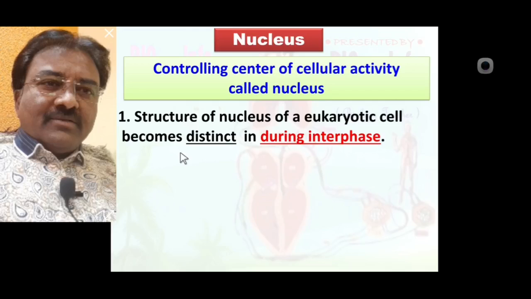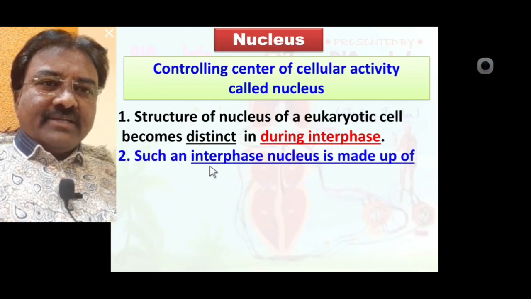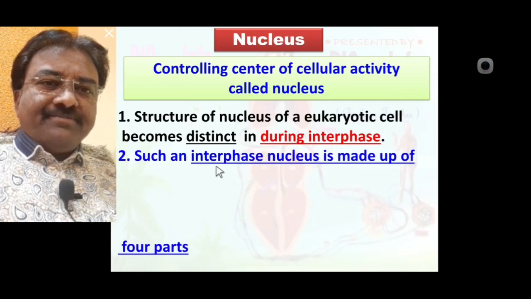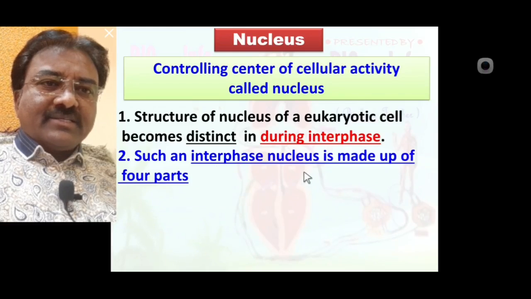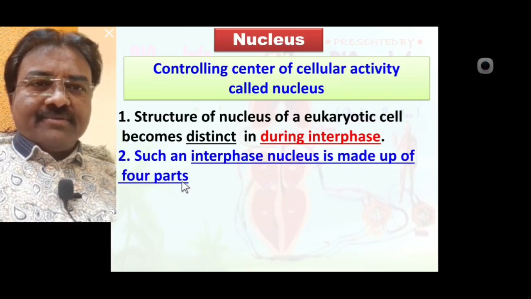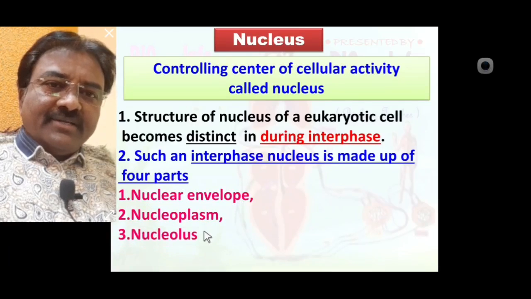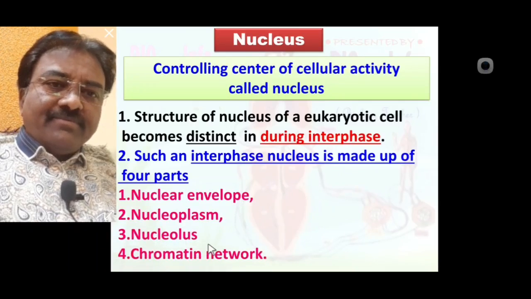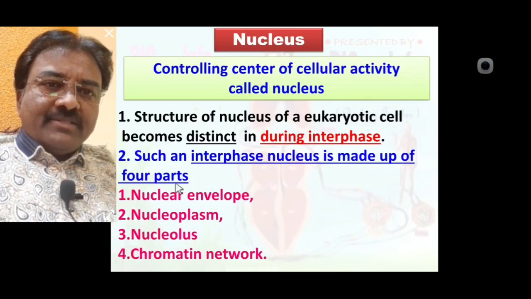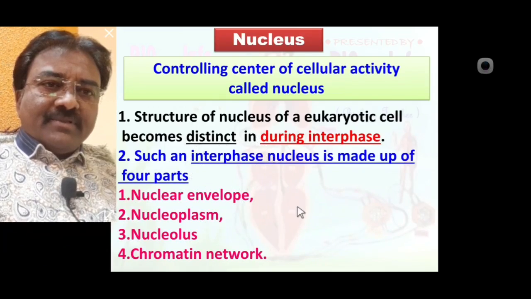So the interphase nucleus is made up of 4 parts. Means during the interphase the nucleus consists of 4 distinct parts. Number 1, nuclear envelope. Second, nucleoplasm. Third, nucleolus. And fourth, chromatin network. Note that all these 4 parts of the nucleus are easily seen during the interphase step of the cell cycle.